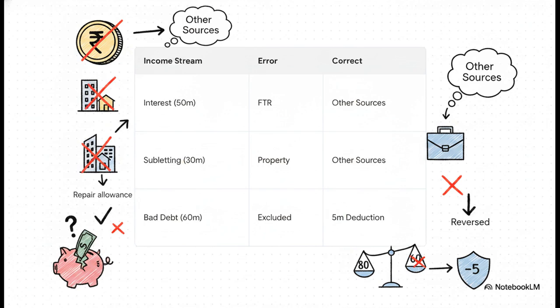It's like a game of whack-a-mole here. First, the manager treated 50 million in interest as final tax regime. Nope, that's incorrect. Interest belongs in the normal tax regime, or NTR, under income from other sources.